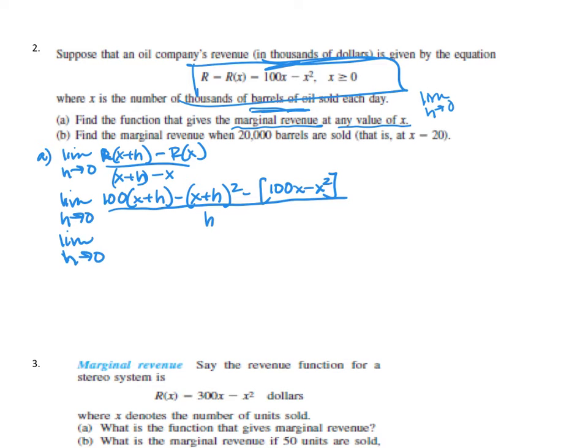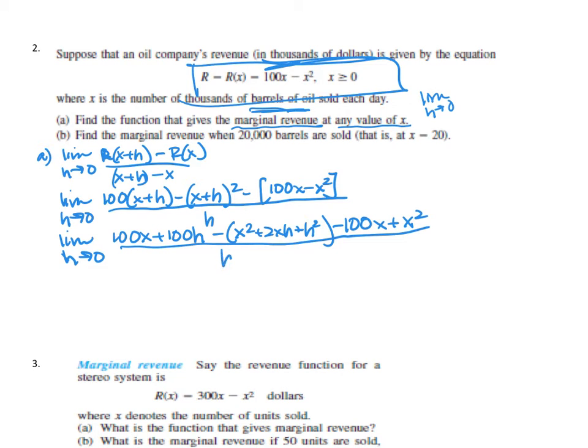I'm going to distribute that 100. So we have 100x plus 100h. And then we're going to have this minus. I'm going to go ahead and write this out, we'll apply the negative in just a second. And then we're going to apply that negative. So we have negative 100x plus x squared all over h.